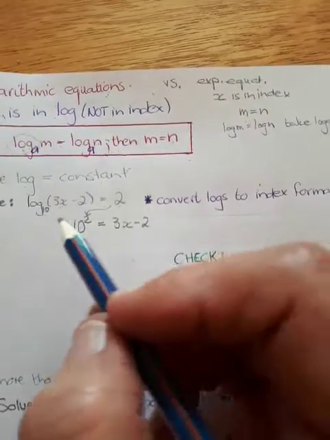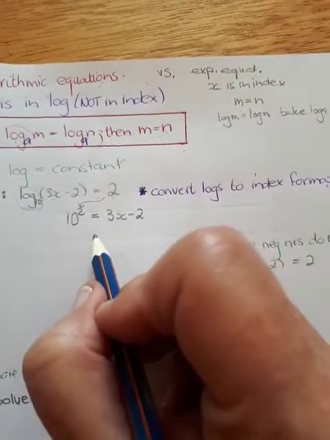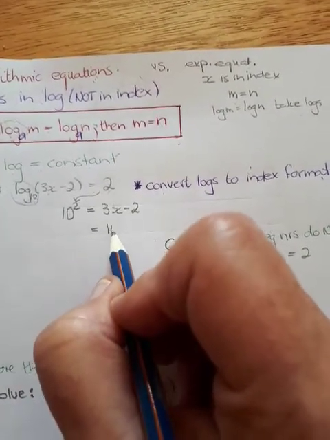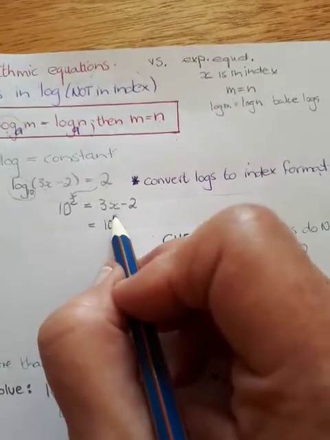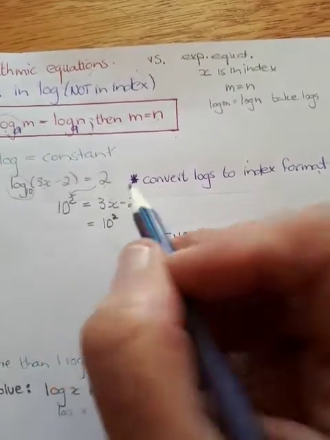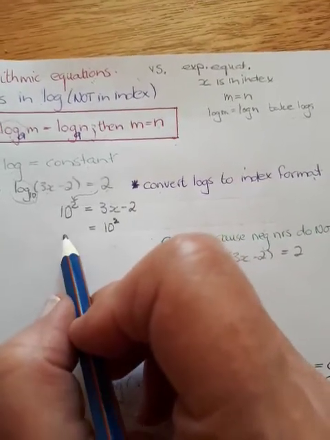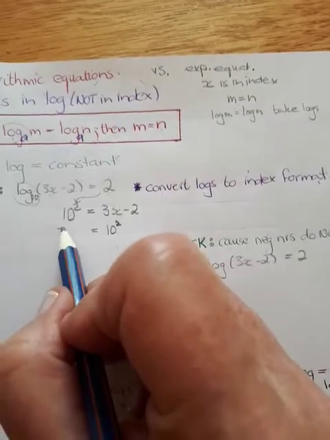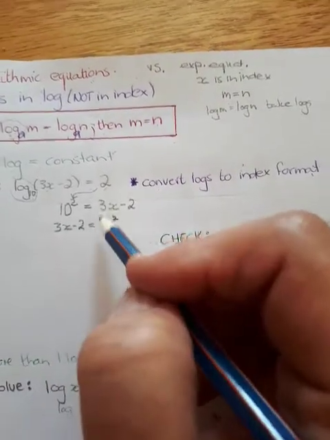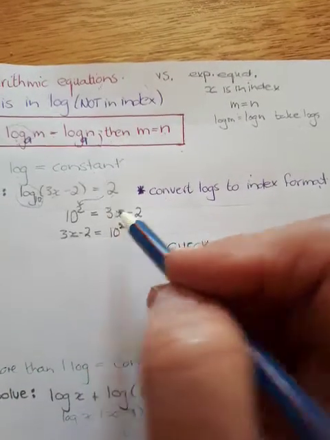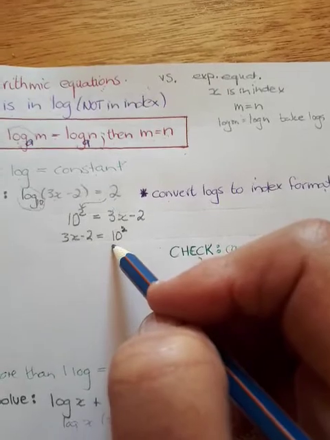Maybe it's easier if I simply say I'm going to solve the log with base 10. Base 10, I'm going to put the exponent or the constant as exponent. That is how we convert logs to indices format. And then on the left hand side, we've got 3x minus 2 left over. So in this case, both of these are the same. It makes no difference which way around you do that.